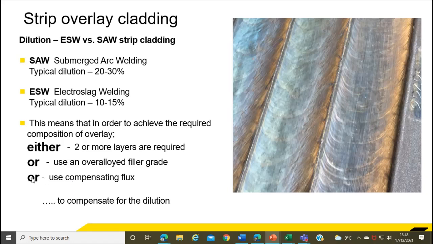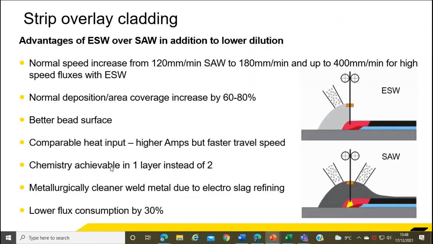This means you're actually putting elements, chromium, nickel, whatever, in the flux. So in the melting that you get there, you're actually putting alloying into the weld metal with the flux. But it's all to compensate for this thing called dilution. So in terms of the advantages of electroslag over submerged arc, lower dilution, we take that as read. Okay, it's a lower dilution.